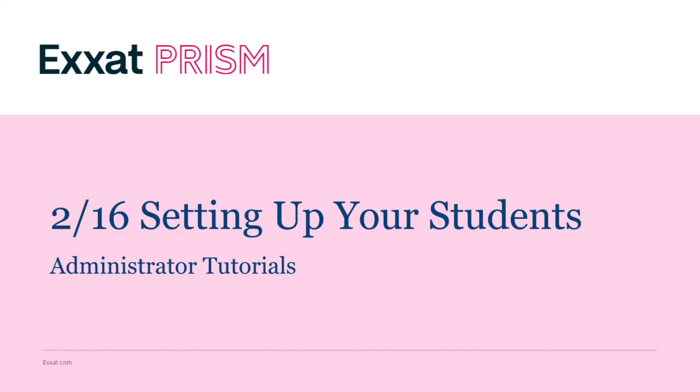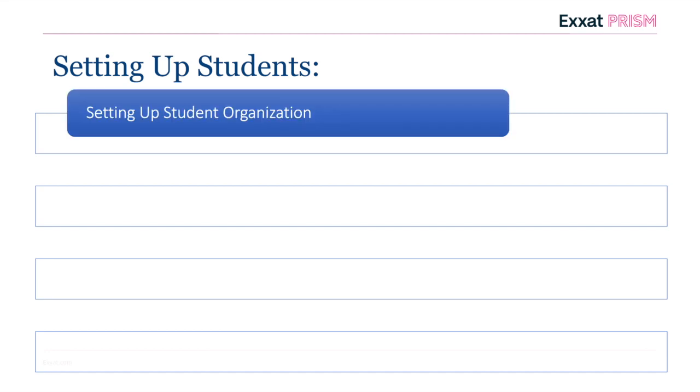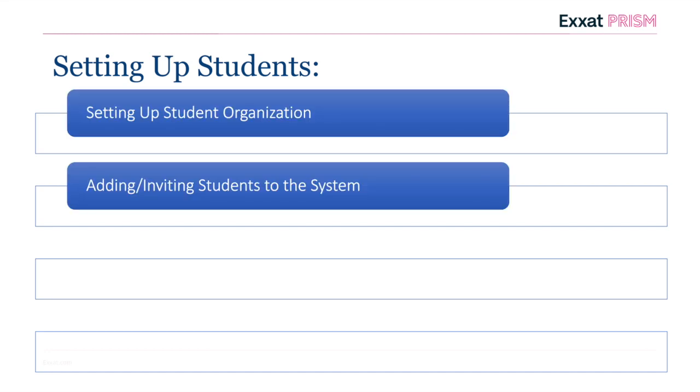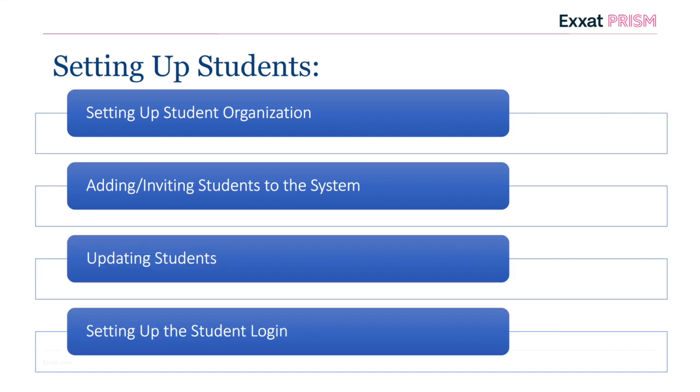The topic of this video is setting up your students in Exxat Prism. This video comprises of 14 chapters. Using this video, you can learn how to set up student organization, add and invite students to the system, update student information, and set up the student login.